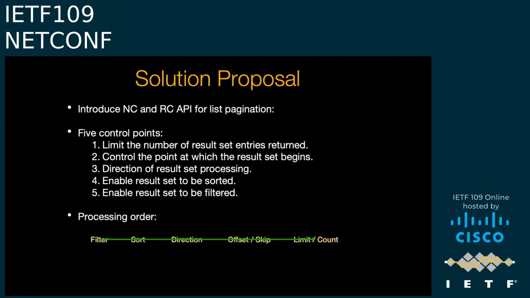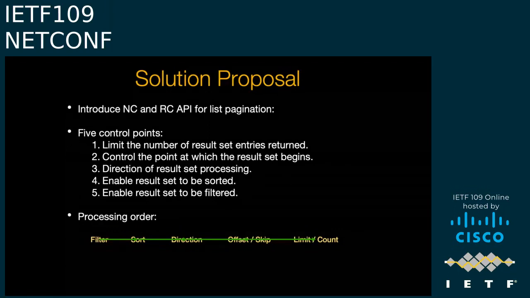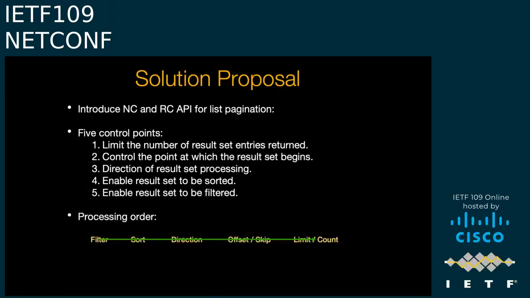And then lastly, there's potentially the ability to filter the items. Maybe the client is only interested in zooming in to a particular subset of the data. Now, these control points are actually ordered in processing. There's a processing order. It is, in fact, the reverse order. So first, the results are filtered. Filters in general are very fast. They're almost always, hopefully the node or the leaf that you're filtering on has been indexed by your backend database. So it's a pretty fast operation to do the filter.